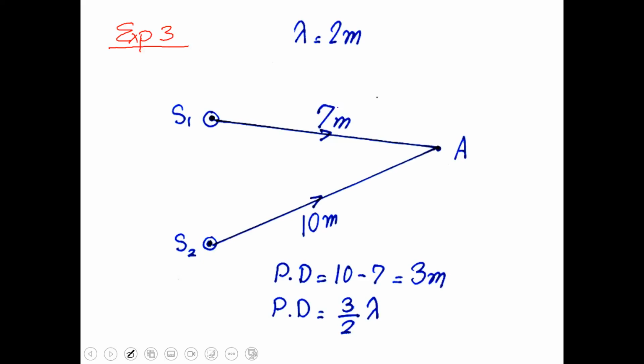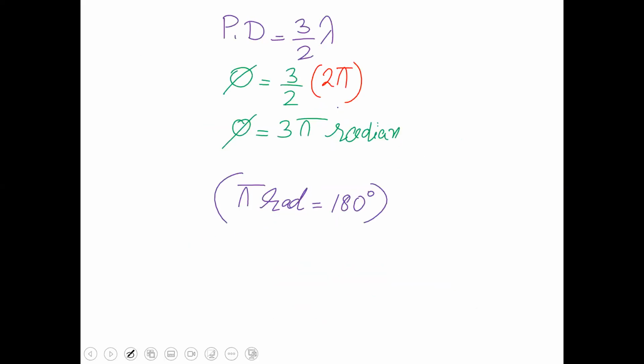Lambda is 2 meter. One wave has traveled 7 meter and the other wave has traveled 10 meter. If you subtract them, it is 3 meter. Look at the separation. It is 3 upon 2 lambda. I have made it a fraction. Now, look carefully at the simple calculation for phase difference. The phase difference comes to 3 pi radian.